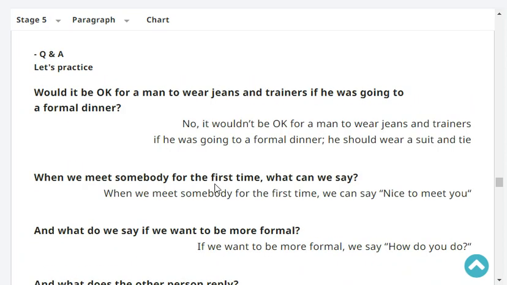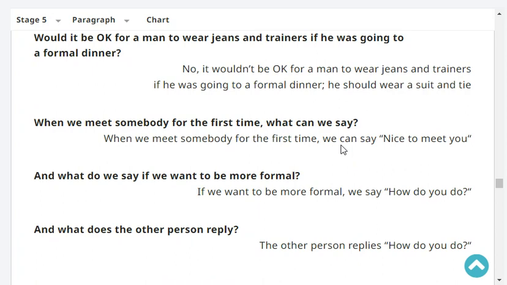Okay. Would it be okay for a man to wear jeans and trainers if he was going to a formal dinner? No, it wouldn't be okay for a man to wear jeans and trainers if he was going to a formal dinner. He should wear a suit and tie.